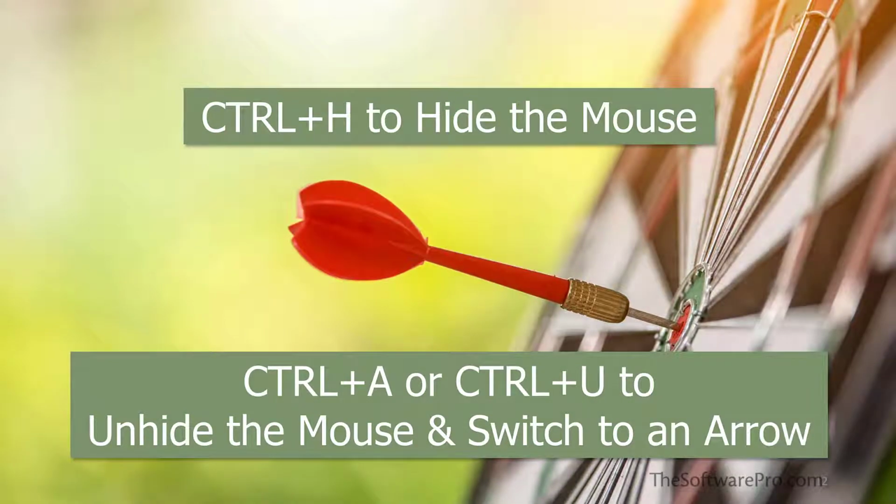Or anytime you want to switch from the pen, the highlighter, or the laser, press Control A. That goes back to the arrow pointer. And if you don't want to show the pointer in the presentation, use Control H. This can be helpful if your mouse is getting bumped or in any other way is moving around on the screen. So Control H to hide it. So try that out. Control A or Control U, which unhides the mouse and switches to the arrow.